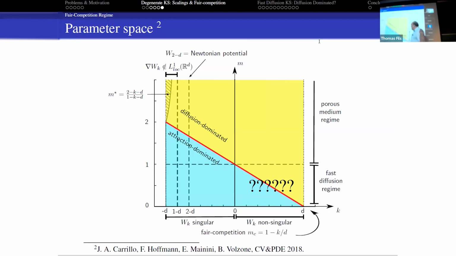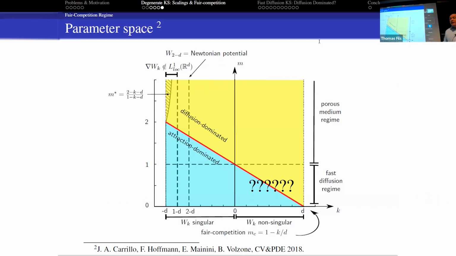Okay, so let me summarize in a figure. Here I'm drawing a figure with k on the abscissa and m here. What I discussed in the previous slide was k between minus dimension and 0. There is this line, m equals 1 minus k over d, that corresponds to the fair competition regime. On this line is where I have this chi-critical phenomenon happening. The diffusion dominated regime, where you expect the evolution to always spread, and spreading is more favorable energetically, corresponds to m larger than 1 minus k over d. The attraction dominated regime is below.